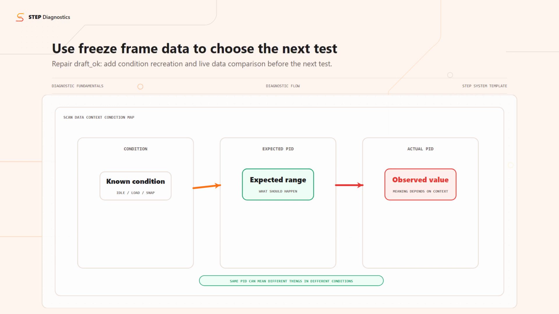Use the freeze frame as a test selector, not a verdict. First, identify the operating condition when the DTC set, such as load, speed, temperature, or RPM. Then, recreate or approximate that condition. Compare current live data to the stored freeze frame, and choose the next targeted test from the mismatch. The point is to prove what changed under the same condition before replacing a part.